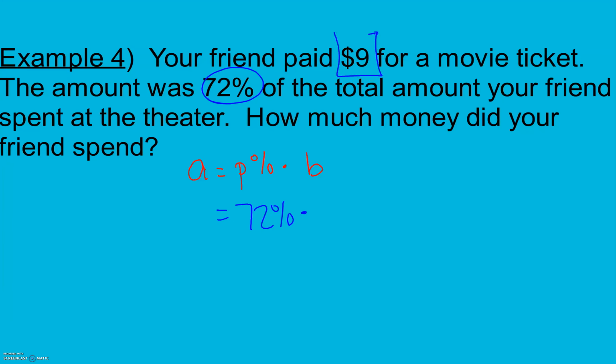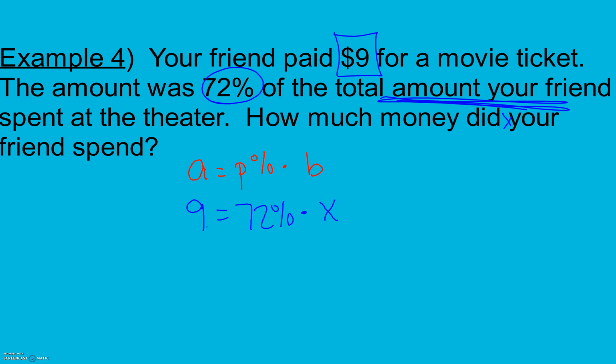Now, this $9, we need to figure out if that's our total amount, if that's our base, or if that's the part. They paid for a movie ticket, and the amount was 72% of the amount spent. We want to know how much the friend spent. So we're looking for this amount right here. That's our variable. We are looking for the total. We know 9, but that is just for the movie ticket. That's just a part. Probably bought a pop or some popcorn or something else to go with it.